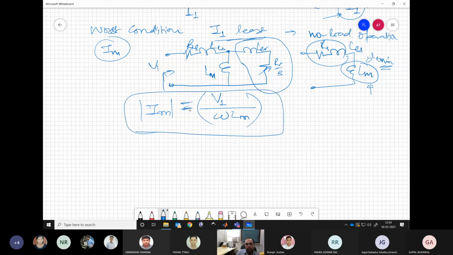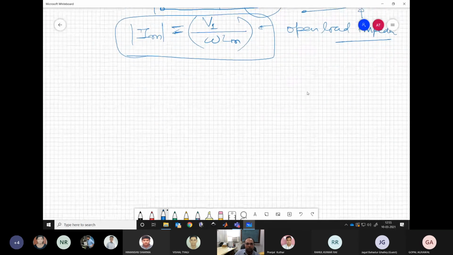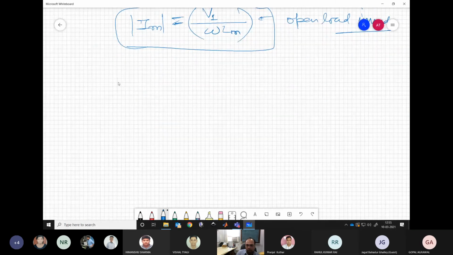The core loss component is ignored over here. And then we have this current, which is almost 90 degrees from V1. This may also be called the open load impedance, except the RS and LLS. Now what happens to our ITHD?